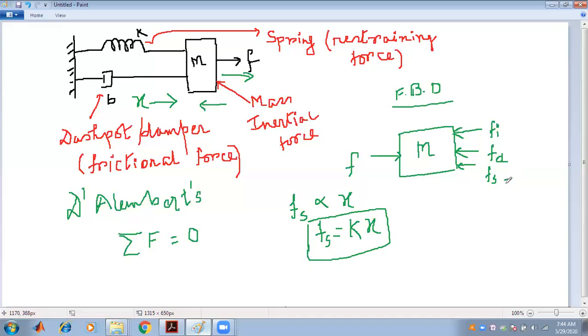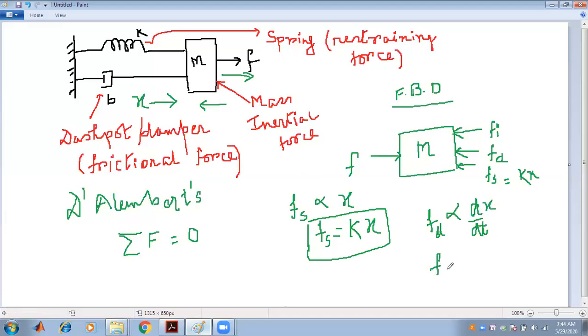So Fs is equal to Kx. Our second one is the damper force. The force due to the friction is directly proportional to the velocity. Velocity means the first order derivative of the displacement, that is dx/dt.